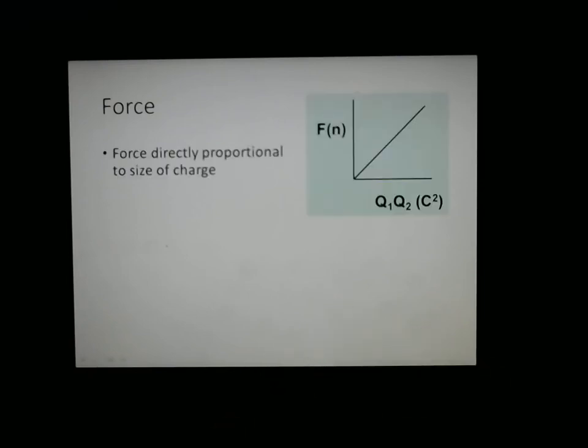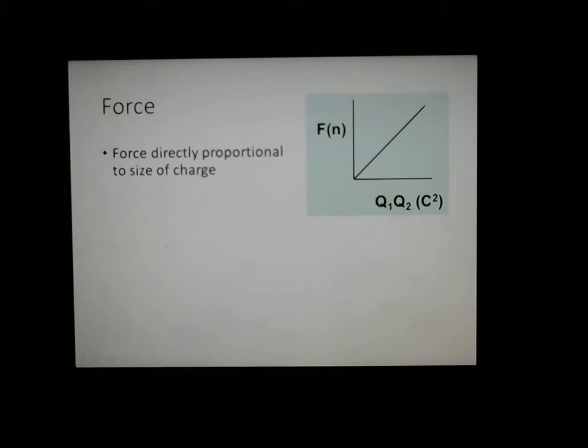He found that as either charge is increased, the force increases linearly. So if we let Q2 equal 1, and we just increase Q1, it goes up in a linear value. If we increase both at the same time, again it will go up in a straight line. So force is directly proportional to Q.